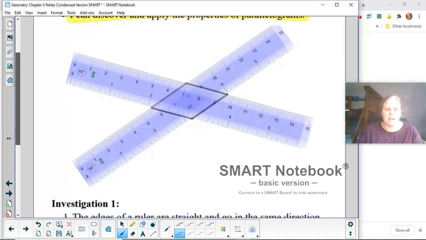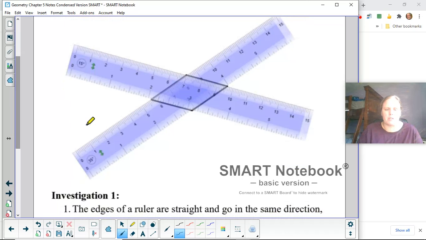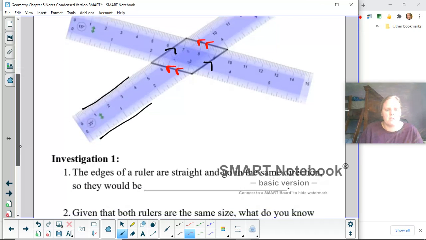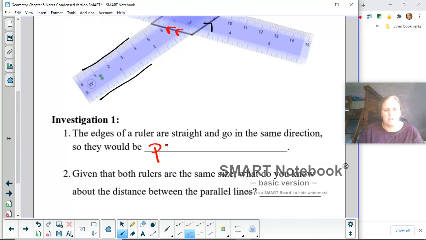All right, here we have a diagram of two rulers crisscrossing each other. Now, when you have a ruler, the edges of that ruler should be straight. If they're not, that's a pretty pathetic ruler. So because they're straight and they're going in the same direction, this figure that I have here is going to have parallel sides that way, as well as parallel sides this way. So technically, that's a parallelogram. So those sides are parallel, and that makes a parallelogram.